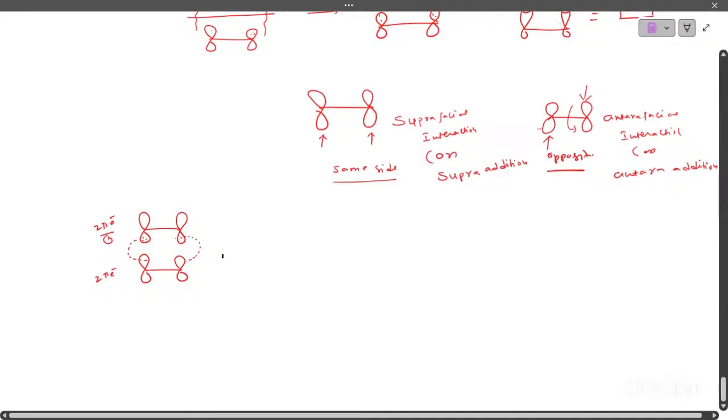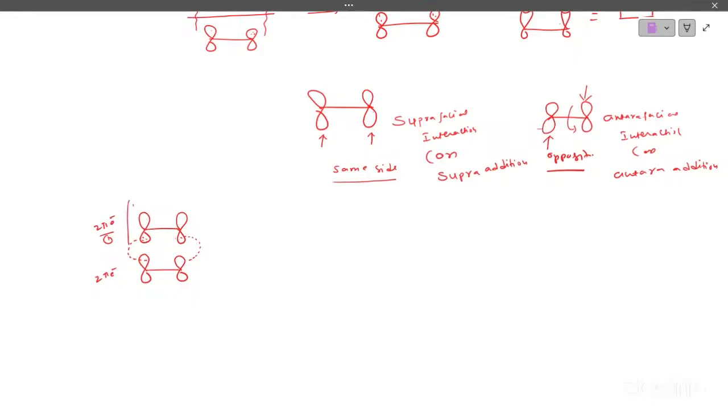Okay. Now you can hide the first pi system and observe the second one. Observe the second pi system, whether these two lobes involved in the interactions are on the opposite or same side. These two are on the same side. Therefore, this is also supra. Right?